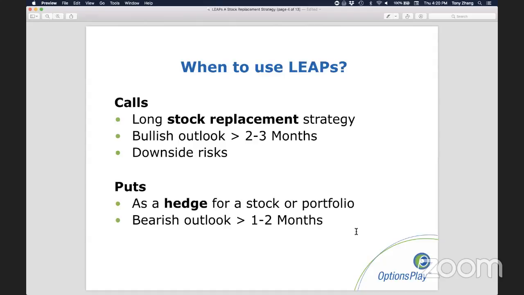And also, these are for stocks that you have a bullish outlook on long term, but you also see some downside risks. This is especially important for stocks that are perhaps hitting all-time highs. You want to get into these stocks. They're hitting all-time highs. You're concerned about pullbacks. You think there's some downside risks. These are the types of opportunities that you should consider using a call leap option for.